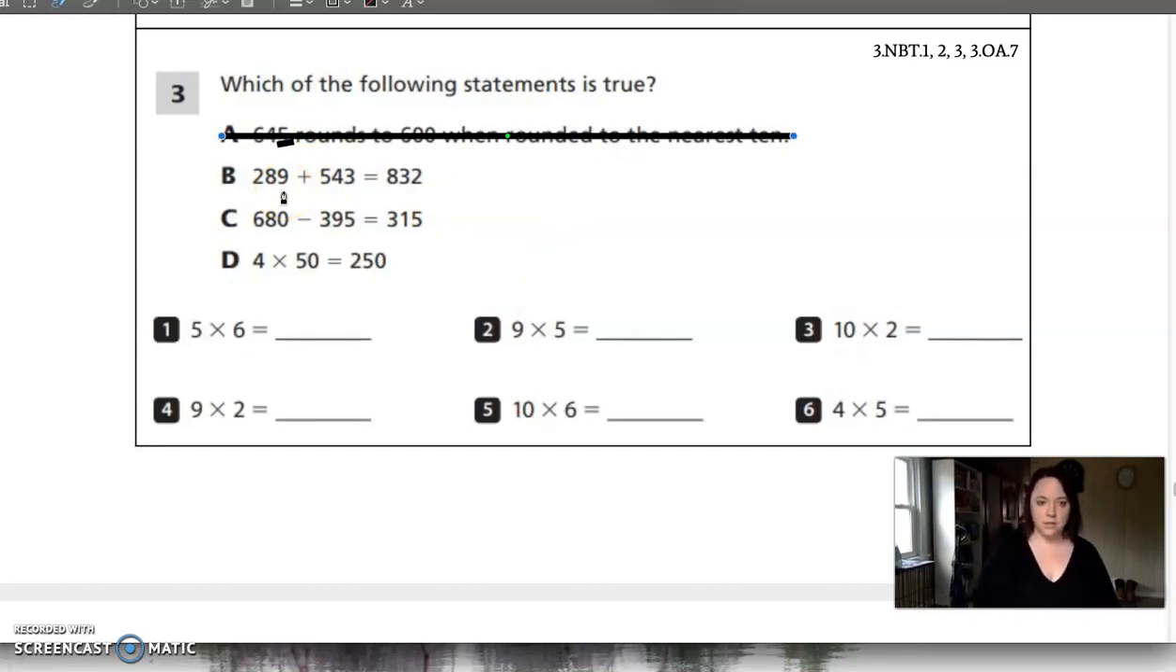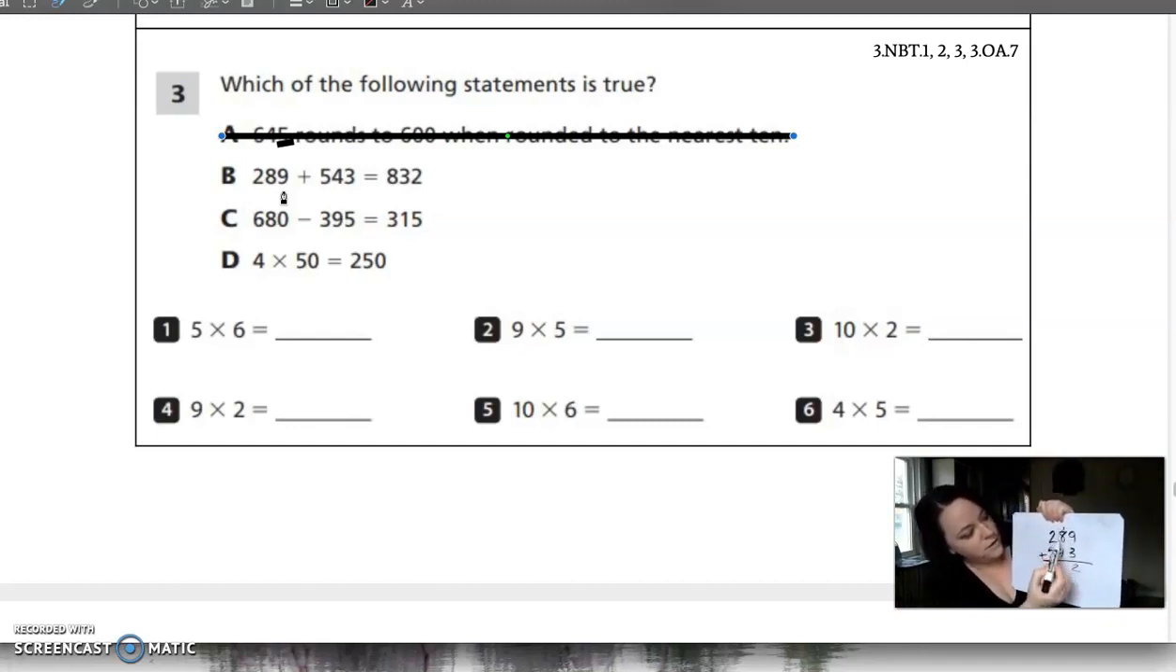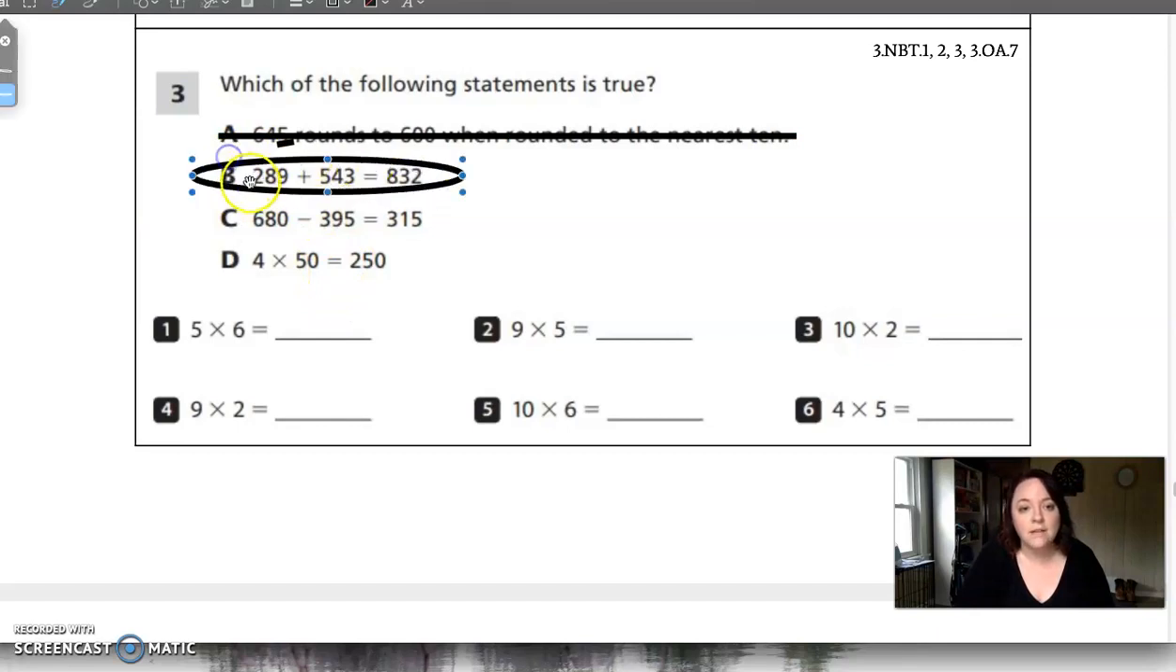Well, let's look. 289, 543. We're going to add that together. 9 plus 3, 9, 10, 11, 12. 2, 1. So 8 plus 4 is 12. Plus 1 is 13. Carry your 1. 5 plus 2 is 7. Plus 1 is 8. 832. Is that correct? It sure is. So B is correct. Let's make sure our C and D are not.